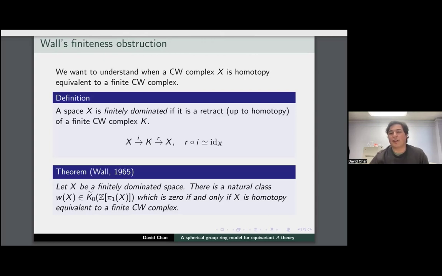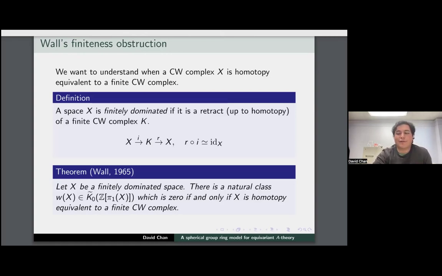You can compute what this invariant is. I'm not going to define it, but this is a fairly computable invariant using homology. The twiddle here, if you notice, it's K0 tilde. This is a quotient of K0, but don't worry exactly about what it is that we're quotienting out by.